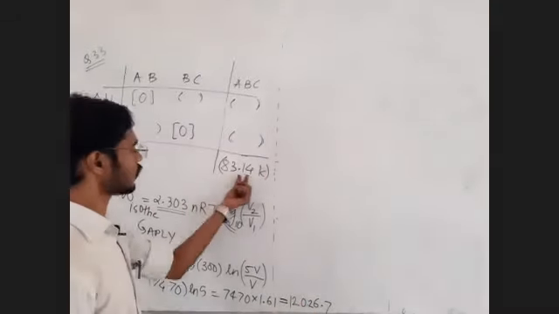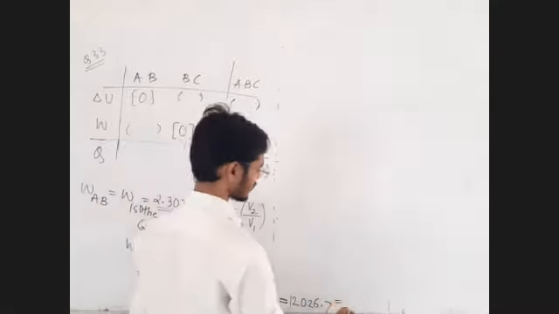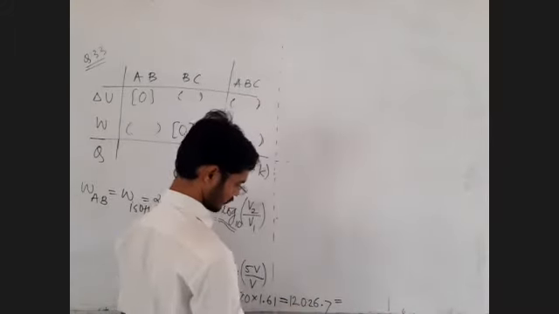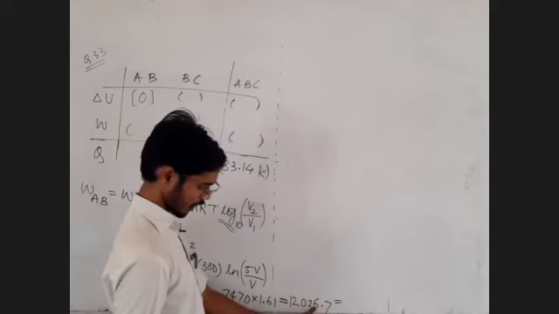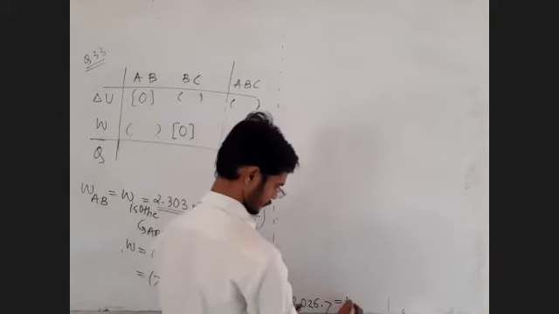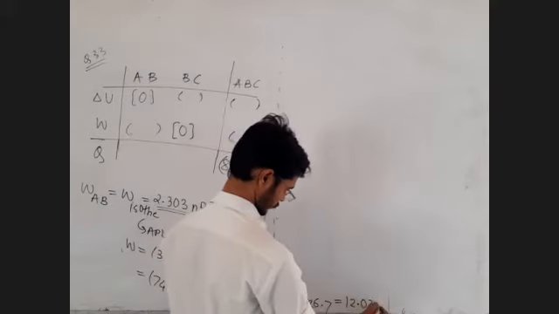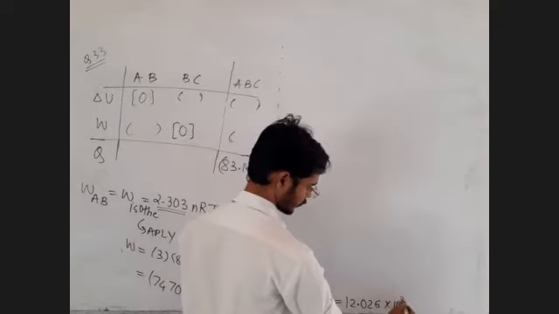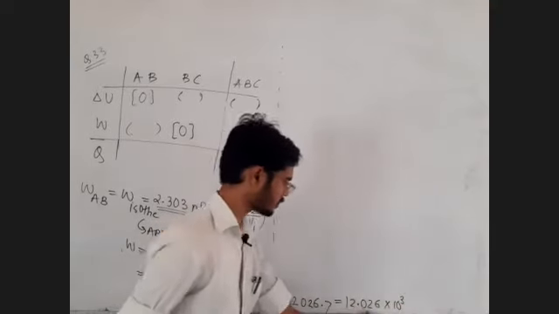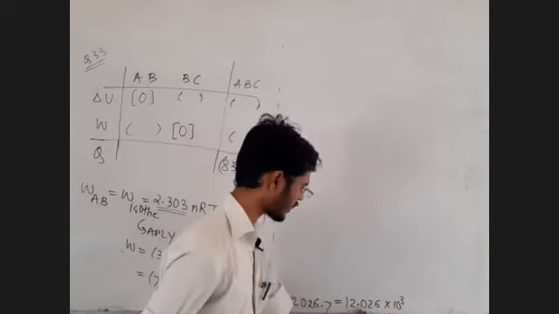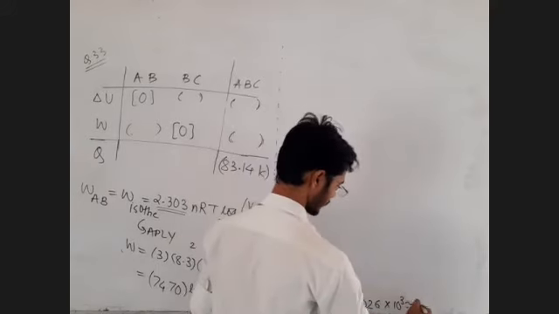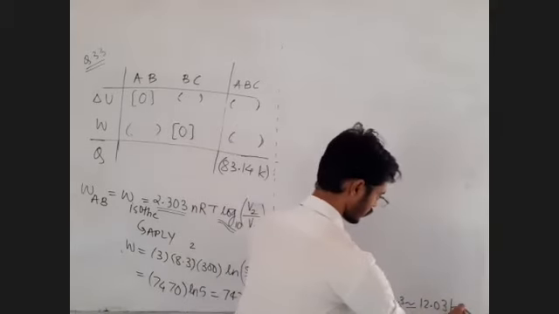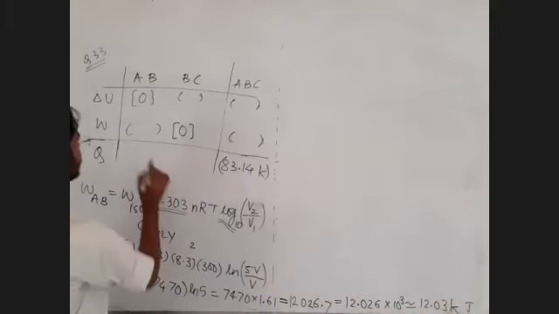Now 83.14. Let us write it something like this. 12 point something we will write. Point moving 1, 2, 3. That's it. This 7 we neglect. Into 10 raised to 3 means 12.026 or approximately 12.03 kilo joule. Write it here.